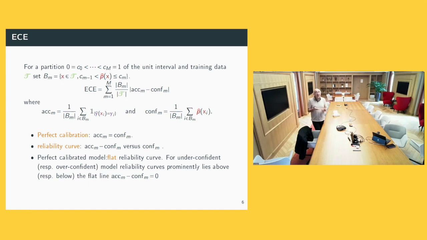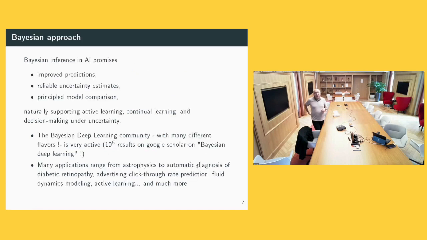And what you display in general is the reliability curve, which is the difference between empirical accuracy minus confidence as a function of the confidence. When it is flat, it means that the model is well calibrated. When the reliability curve predominantly lies above the flat line, where the empirical accuracy is equal to the predicted confidence, then you are either underconfident or overconfident. And what happens typically is that you are overconfident most of the time. So that's a problem that has been identified for quite a long time.